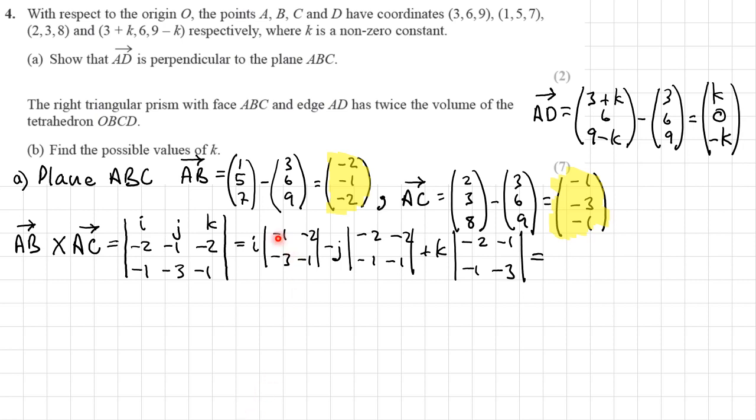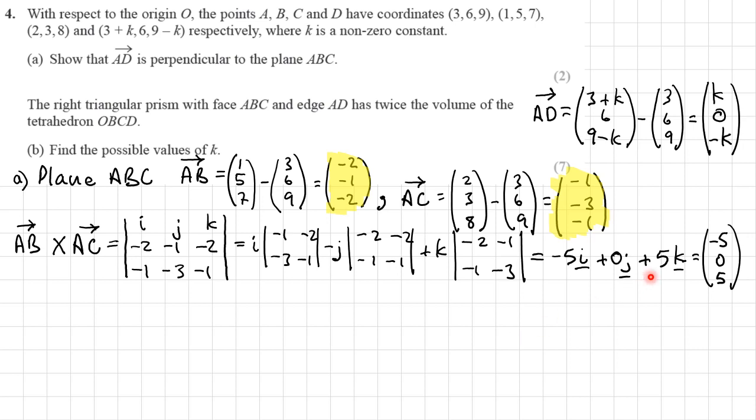Okay, so let's work this out. Negative 1 times negative 1 is 1, minus, basically it's going to be minus plus 6, or minus 6. So 1 minus 6 will give us minus 5i. For the second one, I'm going to have 2 minus 2, so that's 0, so 0j. And then here we're going to have 6 minus 1, so it's going to be plus 5k. So if I wrote that in column, that's minus 5, 0, 5.